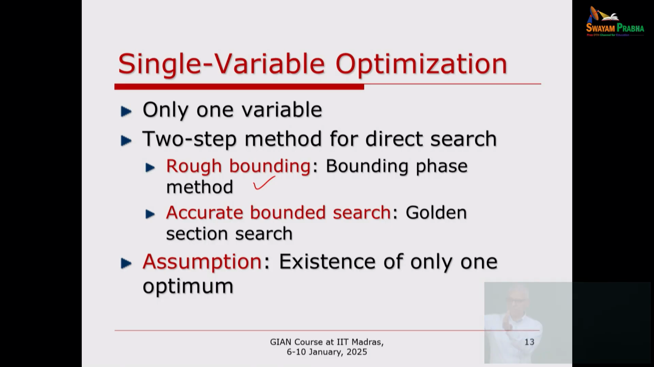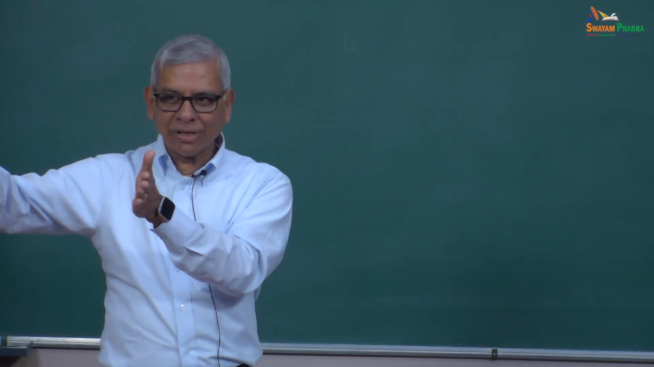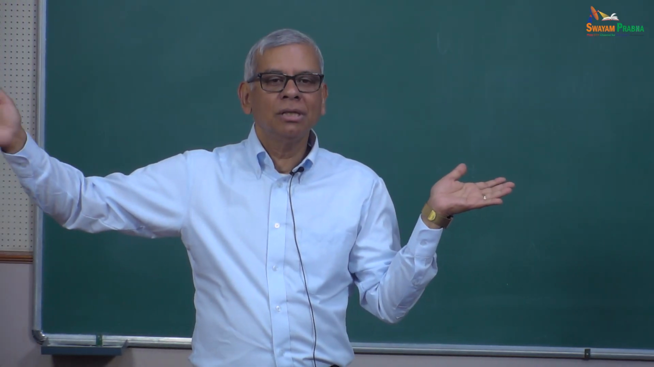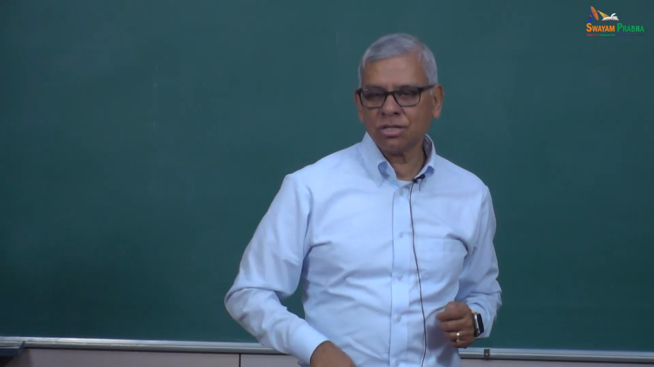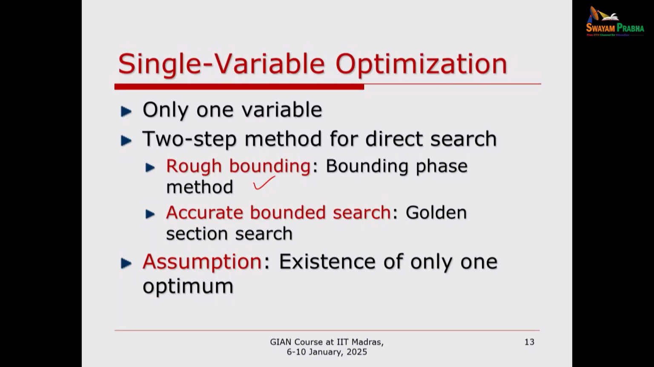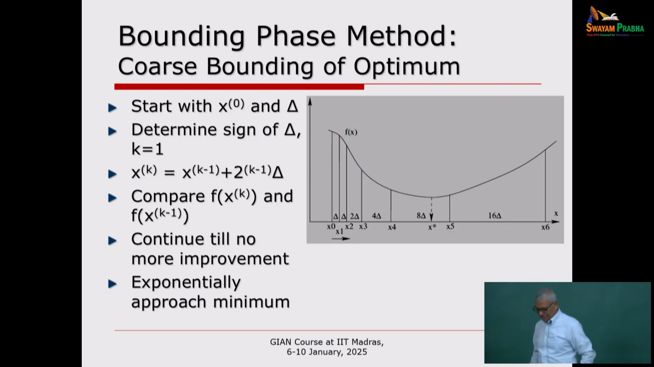Once you have bracketed the minima, I'll do a very thorough search in between. I'm not going to go outside this anymore, and I pinpoint where the minima is. That's called an accurate bounded search, and I'm going to show you one method, which is the golden section. This one is called bounding phase. So let's start with bounding phase.